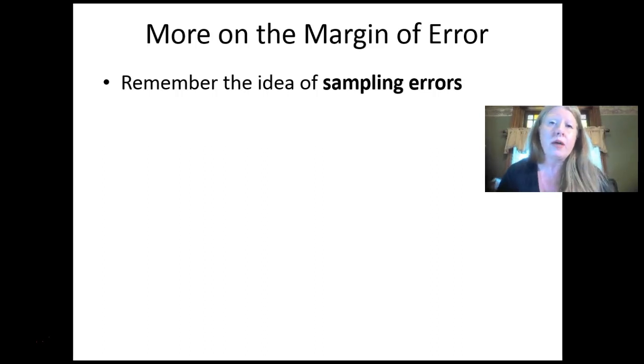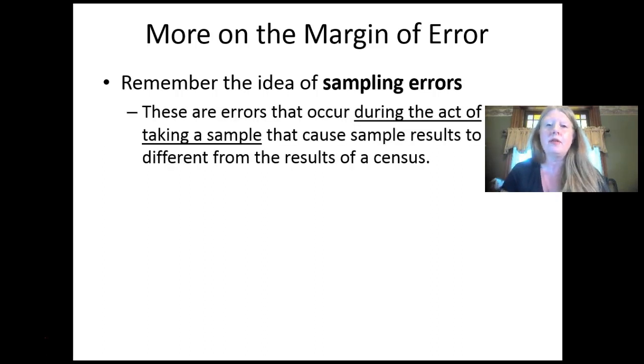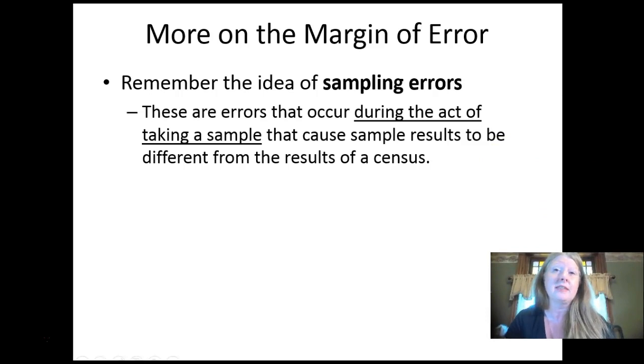One thing I really want to emphasize to you is this idea of sampling error. So you learned about that in chapter 4. So remember what a sampling error is. A sampling error has to do with the method that you're using to take your sample. So errors that can occur in the act of actually taking a sample that will cause your results to be different from the results of a census.